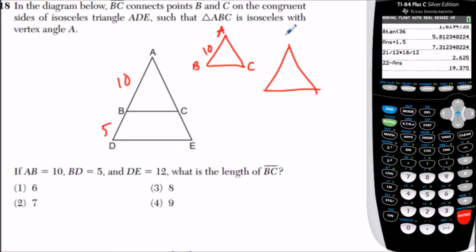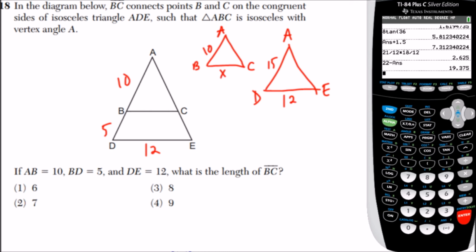We have BD is equal to 5. So if this is triangle ADE, drawn separately, if BD is equal to 5, that means the entire thing is 10 plus 5. So AD is equal to 15. And we're also told that DE down here is equal to 12. So if this is equal to 12, we want to know the length of BC.